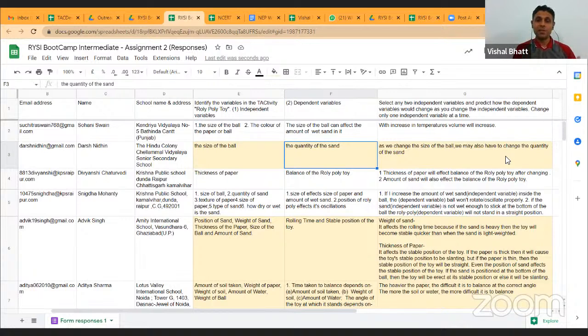But quantity of sand can also be treated as an independent variable. Let's say I keep the size of the ball same but increase the quantity of sand, then what is the impact on the balance? And what you are also saying, Aditya, is that the extent to which the toy balances is what you will observe, and hence that is your dependent variable. Yes.